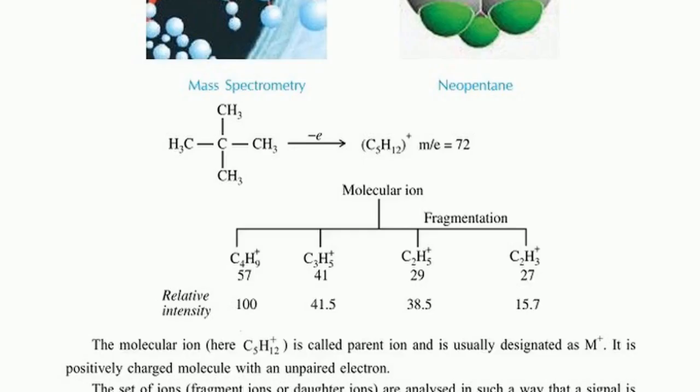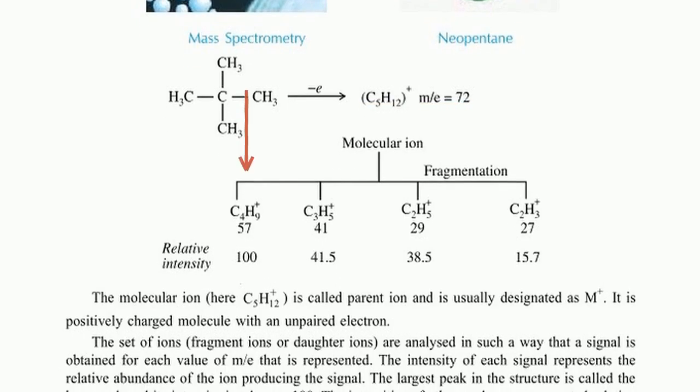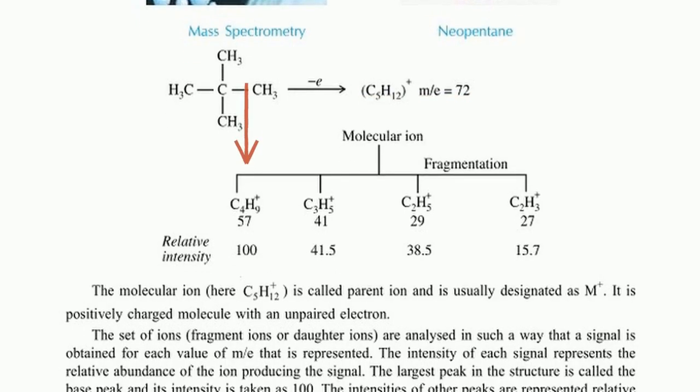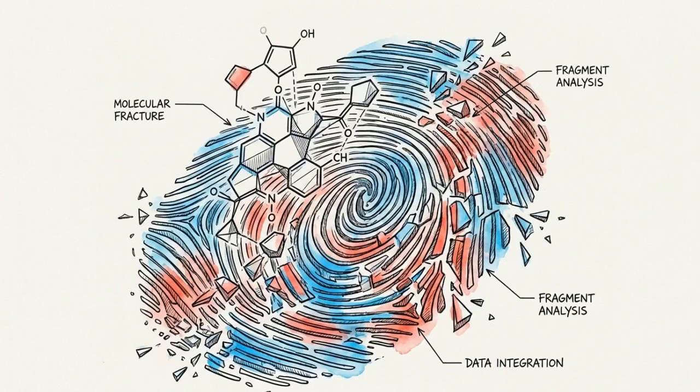The answer is the peak furthest right. This peak at 72 is the intact molecular ion, proving neopentane's weight is 72. The tallest peak at 57 is the base peak, representing the most abundant shattered fragment, not the total weight. This spectrum serves as a structural fingerprint, revealing the specific ways a molecule breaks apart under stress.